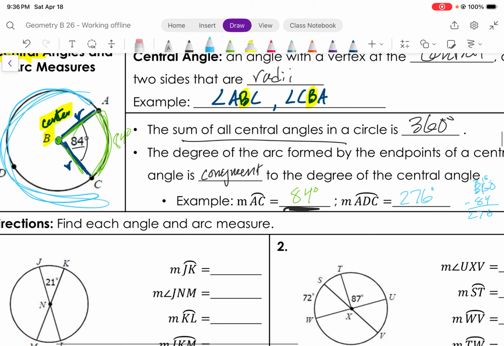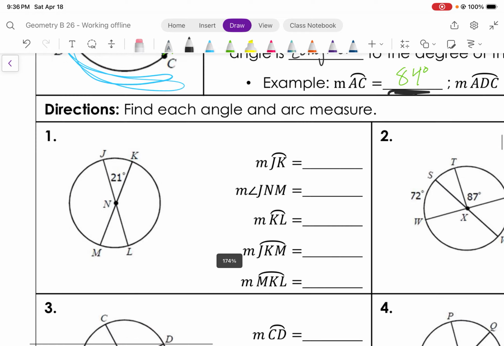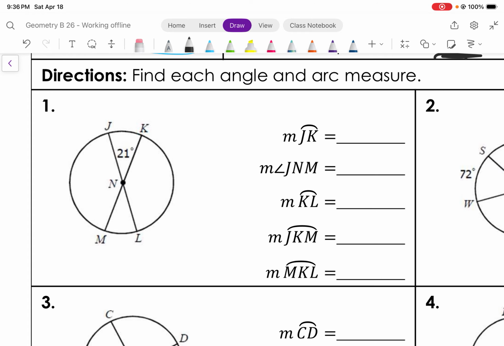Okay. And so both of those add up to 360, which is the total angle measure all the way around. And those two numbers have to add up to 360, otherwise it wouldn't work. So, going to number 1, we're taking a couple different ideas.